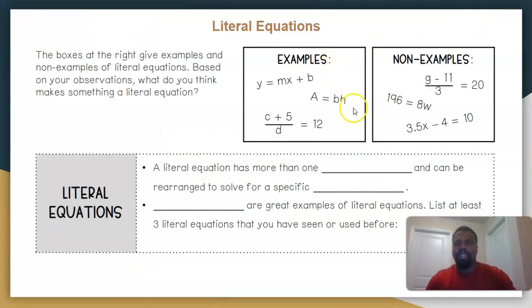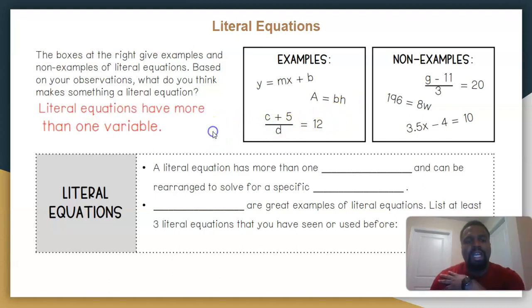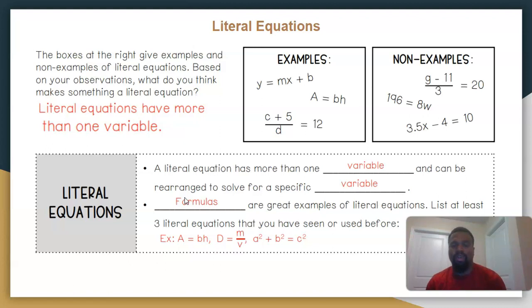So let's take a look at these two boxes here on the right. These two boxes are giving us examples and non-examples of what a literal equation is. If I had to compare between our examples and non-examples, we can say that literal equations have more than one variable. Looking at this example here, we can make a general statement about literal equations. Literal equations have more than one variable.